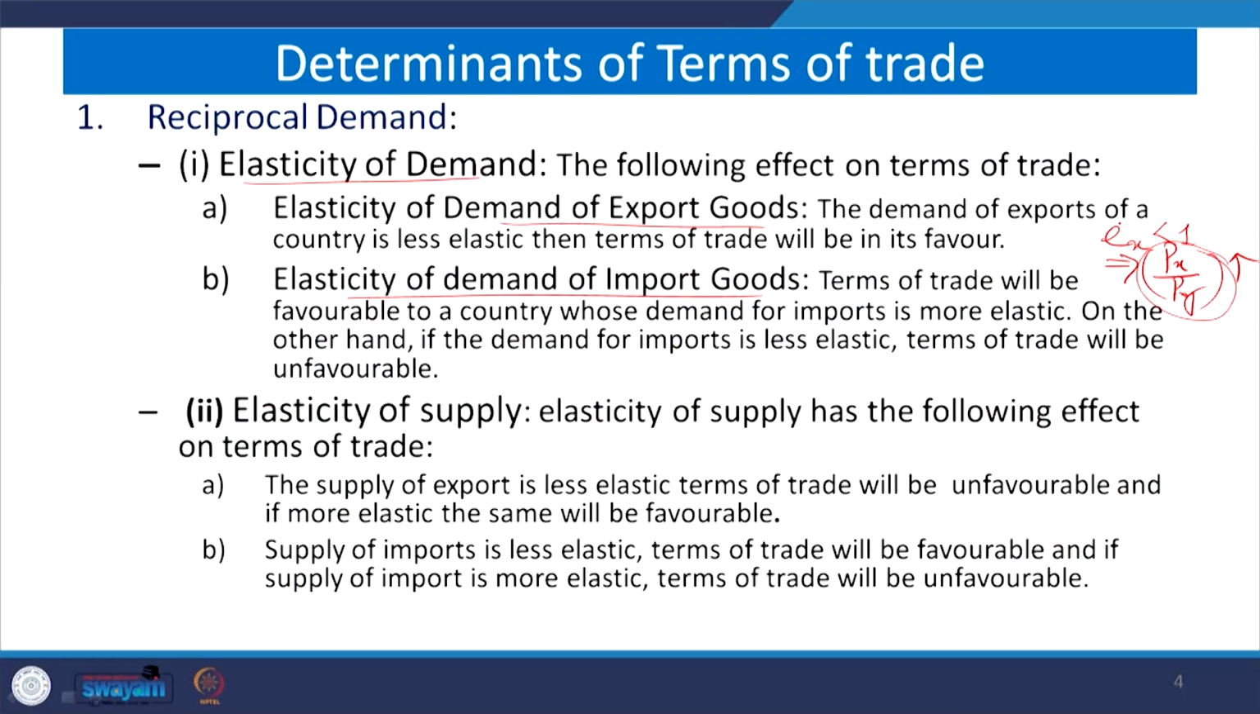Similarly, for the demand for your imports, the terms of trade will be favorable to a country whose demand for imports is more elastic. Suppose we are importing and that demand is very elastic in nature. That means if price increases, what is going to happen? It is just the reverse: if your import demand is very elastic. Suppose it is not our product but the import demand of another product.